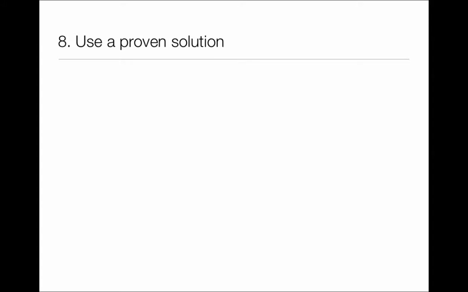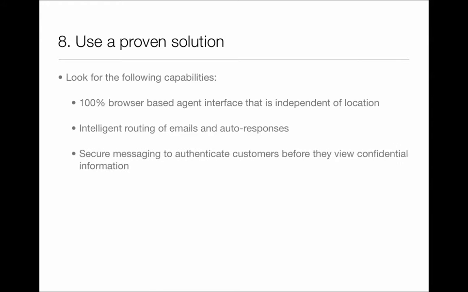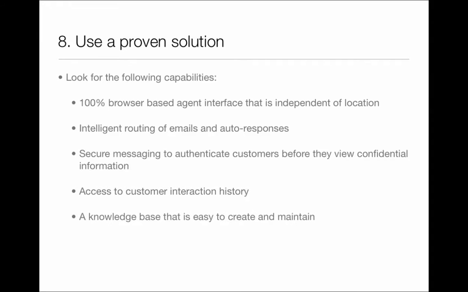And lastly, tip number 8. Use a proven solution. When evaluating email management systems, start by looking at what systems have been used in environments similar to yours. Look for the following capabilities: 100% browser-based agent interface that is independent of location, intelligent routing of emails and auto responses, secure messaging to authenticate customers before they view confidential information, access to customer interaction history, a knowledge base that is easy to create and maintain, and a scalable system that can grow with you.